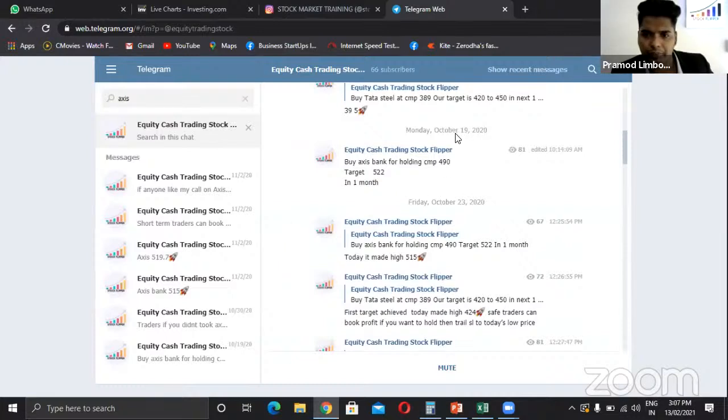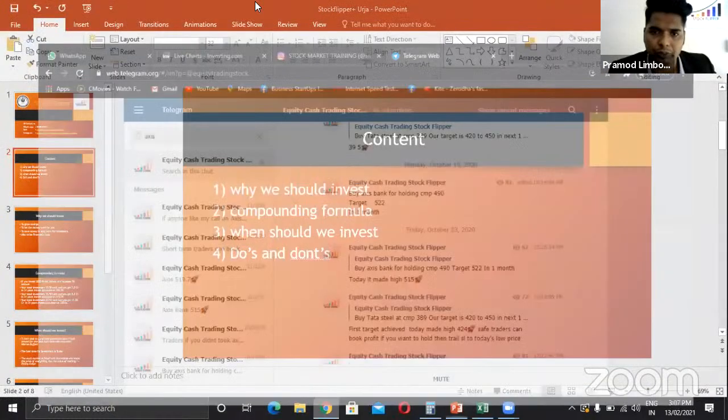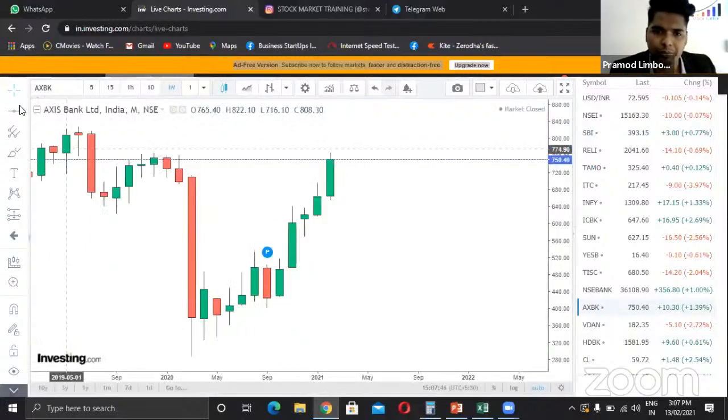Check here, see here. On October 19, 2020, I told everyone to buy Axis Bank. Its price was 490 rupees back then, and it is currently trading at around 750 rupees. See here, 750 rupees.